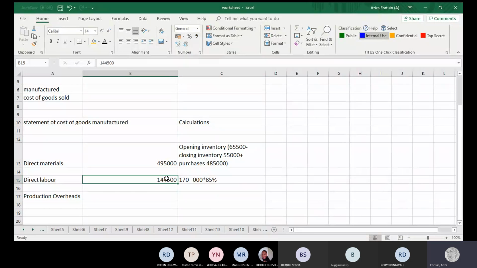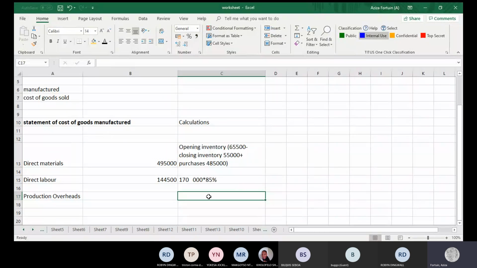Is this actual or normal? Actual or budgeted, projected? What is this here on top? And what is this here? These are actual. Remember, on a normal costing, the direct materials and the direct labor will be actual. Okay, your production overheads will be affected.